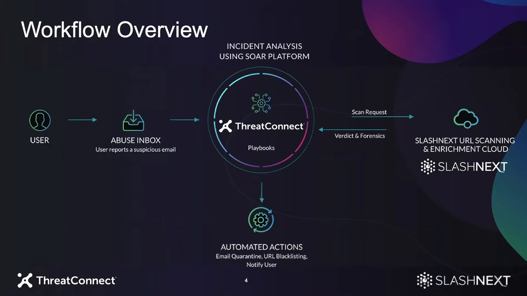So in this instance, we're taking a situation where we have a user that has identified a suspicious email, and they're sending that over to an abuse inbox. And this abuse inbox is associated with our ThreatConnect playbook. When we execute that playbook, we're going to go out and access information through our integration with SlashNext to gather forensics information about each URL that's found in that email that's sent, and provide that verdict around each one of those to determine what's actually going on with that URL and whether or not there is cause for concern.